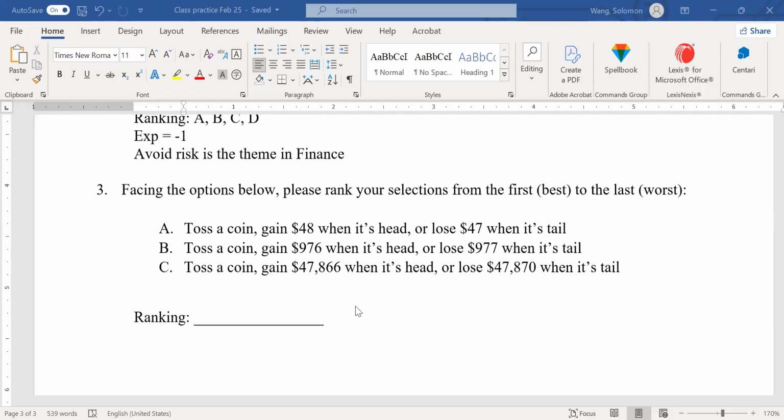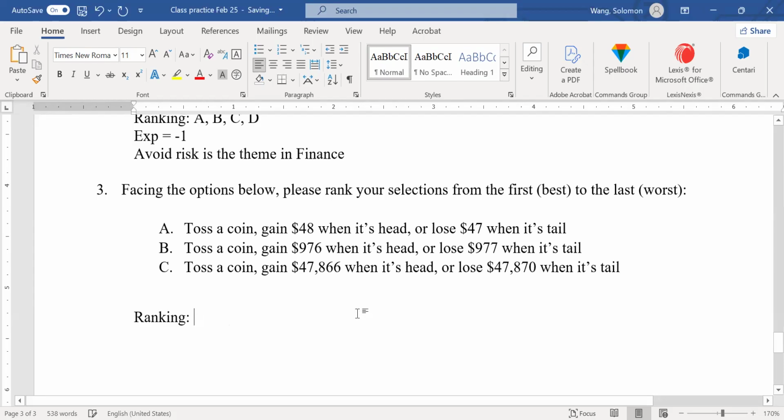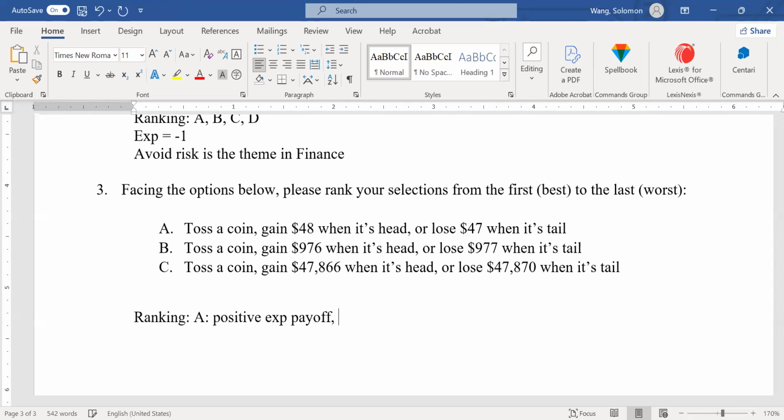Why is A the best? Because now we know how to calculate risk, and we only take risk when we get compensated for it. A is the best because A has a positive expected payoff. 48 is higher than negative 47 at absolute value. So positive payoff, and you can see the variability is the smallest.